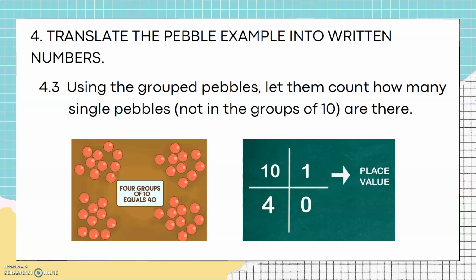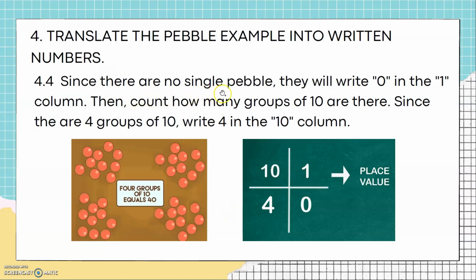Third, using the grouped pebbles, let them count how many single pebbles, or those pebbles that are not in the groups of 10, are there. Since there are no single pebbles, they will write 0 here in the 1 column.